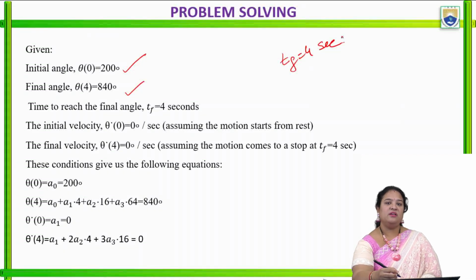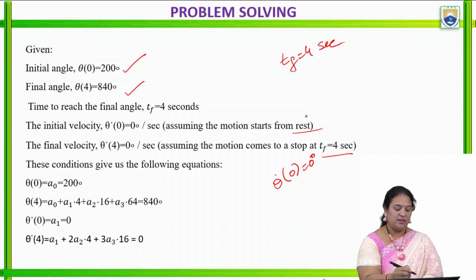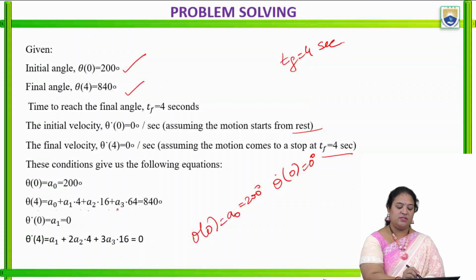When we need to find the initial velocity, theta dot of 0 is equal to 0 degrees per second, assuming that the motion starts from rest. Assuming the motion comes to a stop at tf equal to 4 seconds, theta of 0 is equal to a0, which is 200 degrees. Theta of 4 is equal to a0 plus a1 times 4 plus a2 times 16 plus a3 times 64, which is nothing but 840 degrees, which we already know.